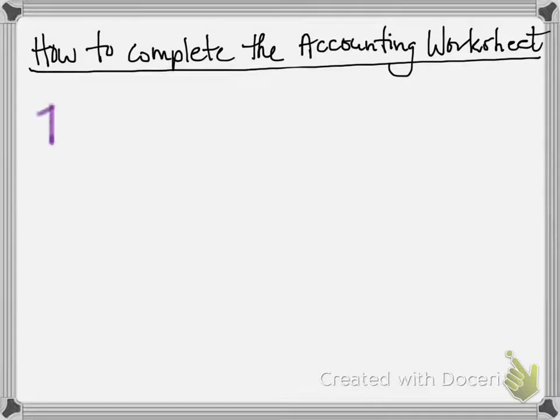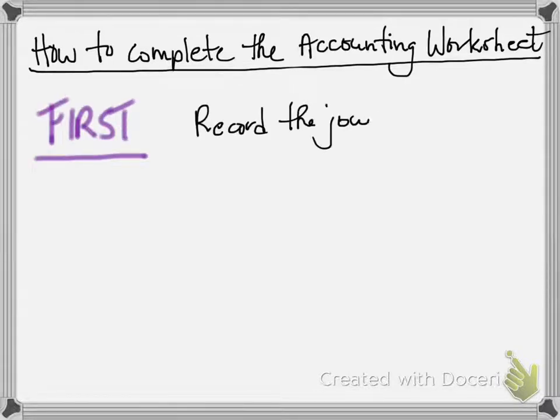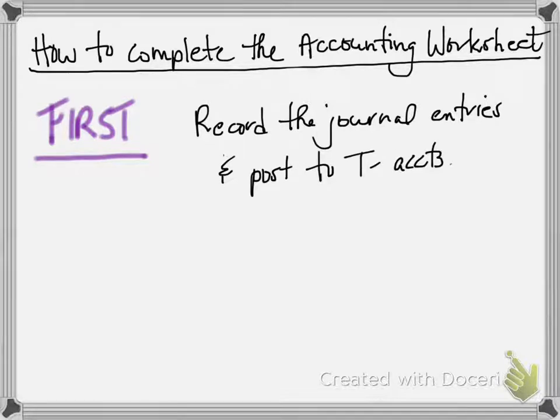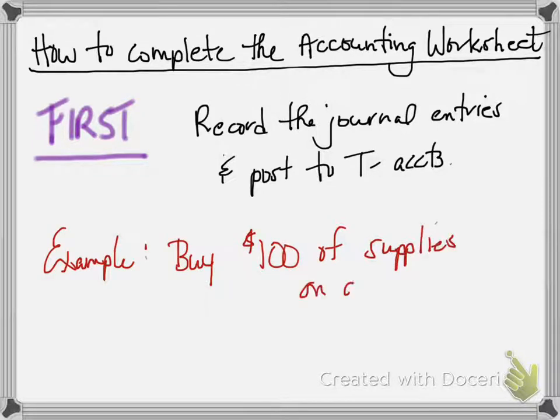Right, so now we're going to look at how to complete the accounting worksheet. First, and there's going to be a bunch of steps, you need to record the journal entries and post them to T accounts, right? The journal entries are your source information for all of the other work. So let's go through an example.